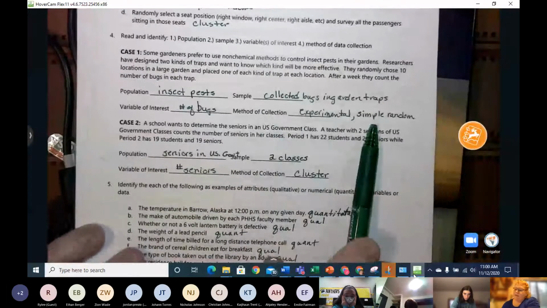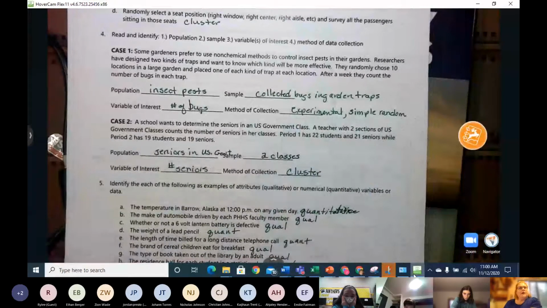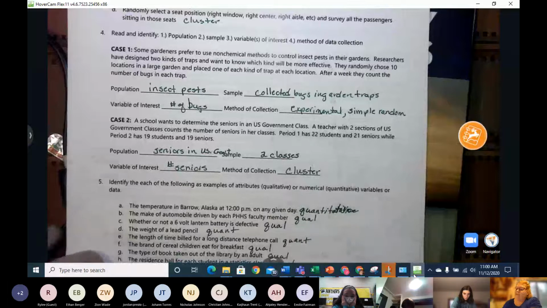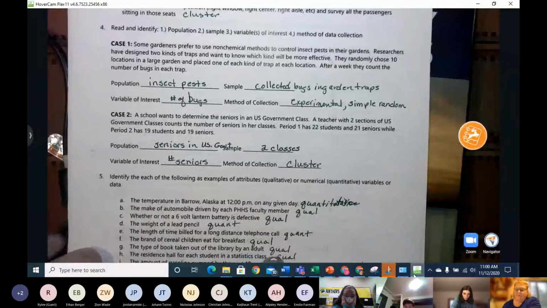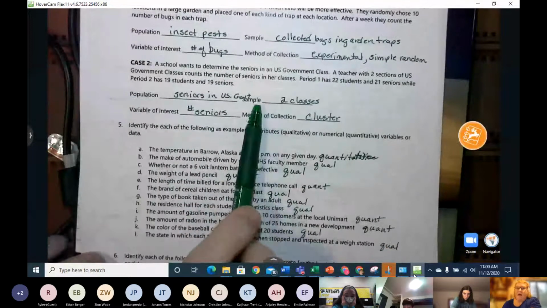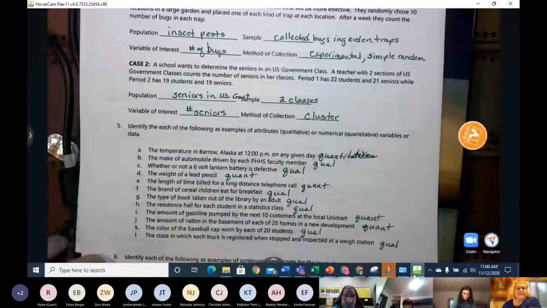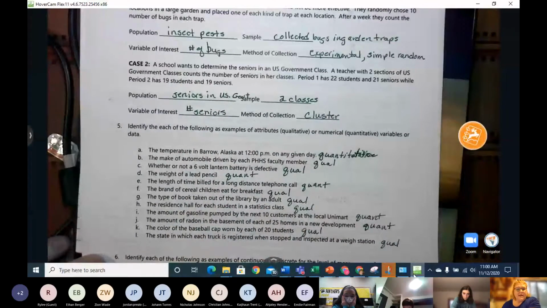And then, of course, the method of collection for this case is simple random. It is an experimental method when we put out the traps, but it is simple random sampling. There is a second case for you to look at in using that same vocabulary information and deciding how that vocabulary fits in that situation.